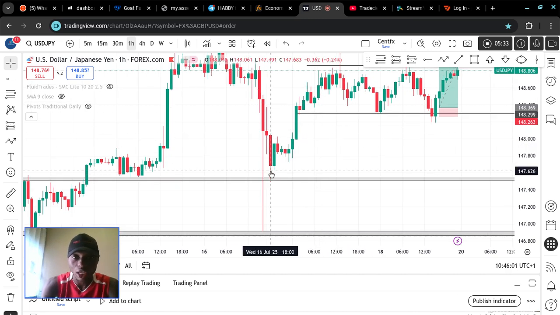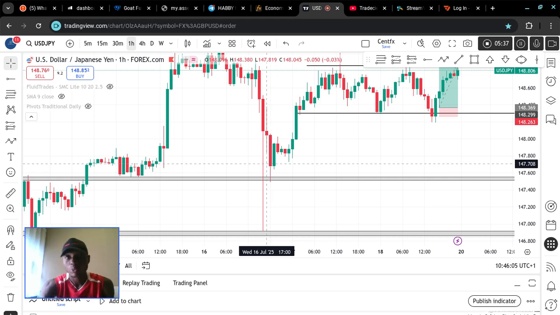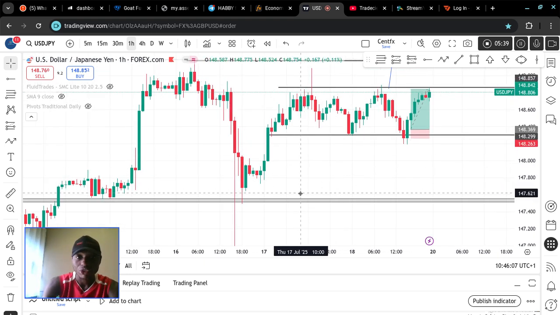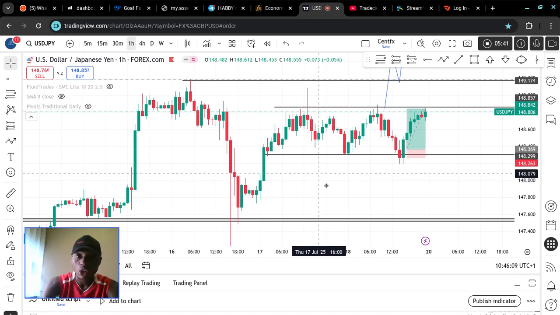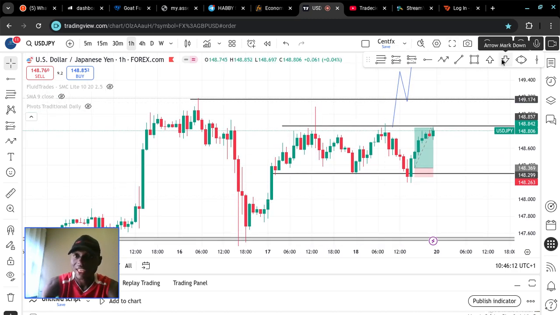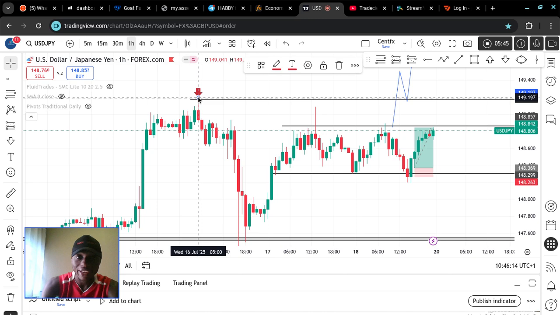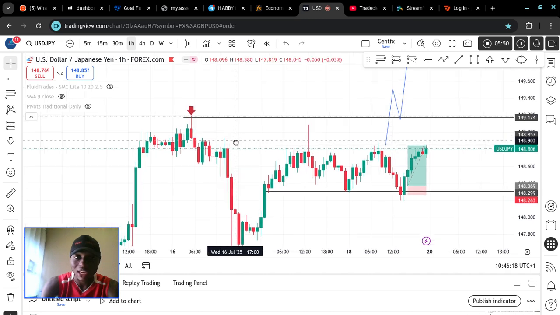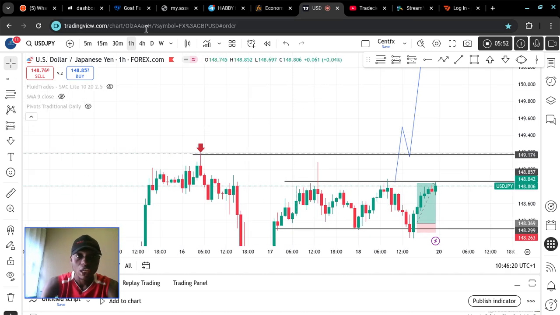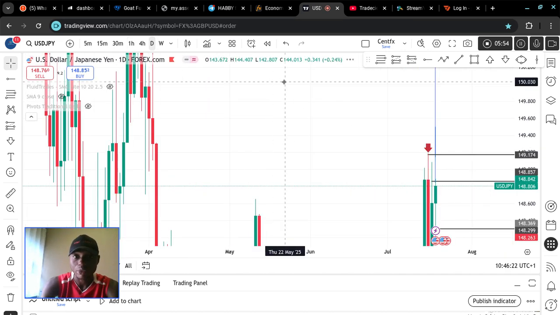Now the market pushed down a little bit to this point, you understand? So from this point, the market starts moving up again. But don't forget that we have a high here, and this market needs to clear this high. For this market to push up, it needs to clear this high first. Now let me go on the daily time frame and show you something.